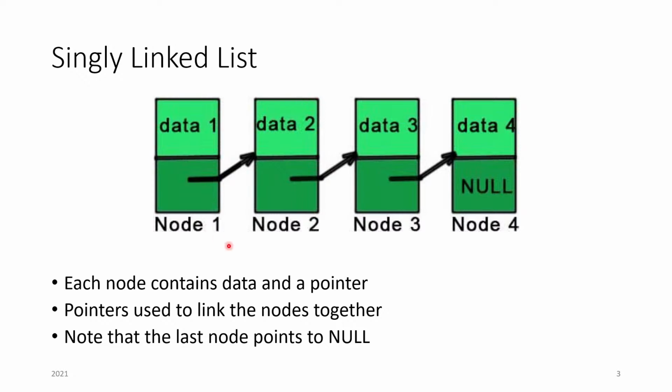For a singly linked list, your nodes will have some data and then a pointer as its structure. The pointer in your node is indicative of where it needs to go to reach the next node in the link. Note that the last node will always point to null, indicating the end of your linked list.